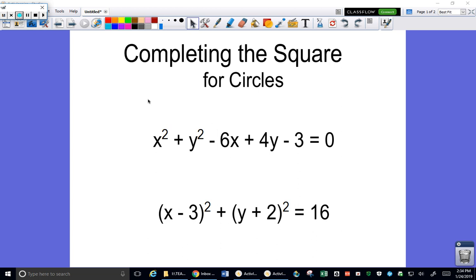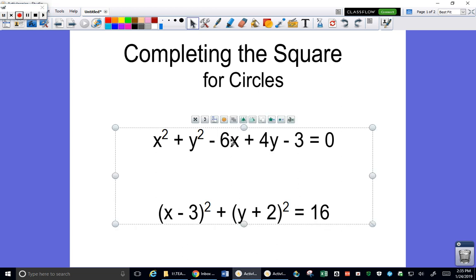So in this video, we're going to talk about the process called completing the square, but specifically we're going to do it for circles. You can apply it to just about anything with a squared term. So it can be quadratics, or it could be any other type of conic section, like a parabola or a hyperbola or an ellipse, but especially circles.